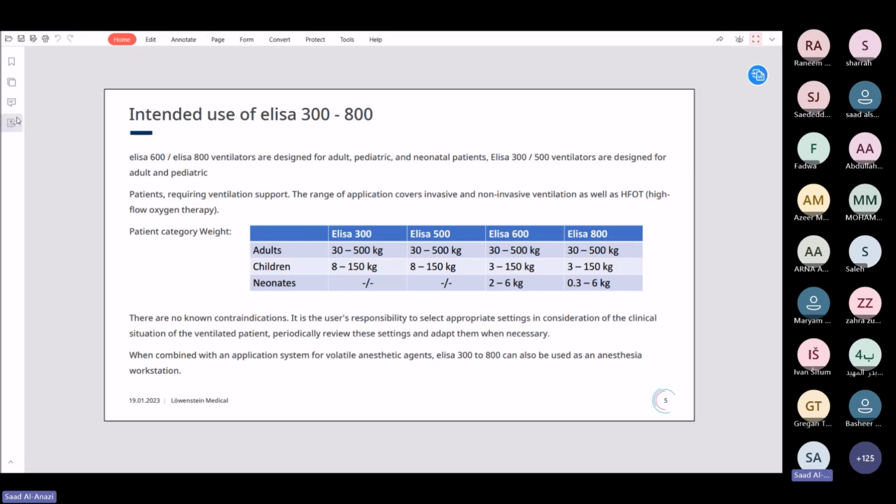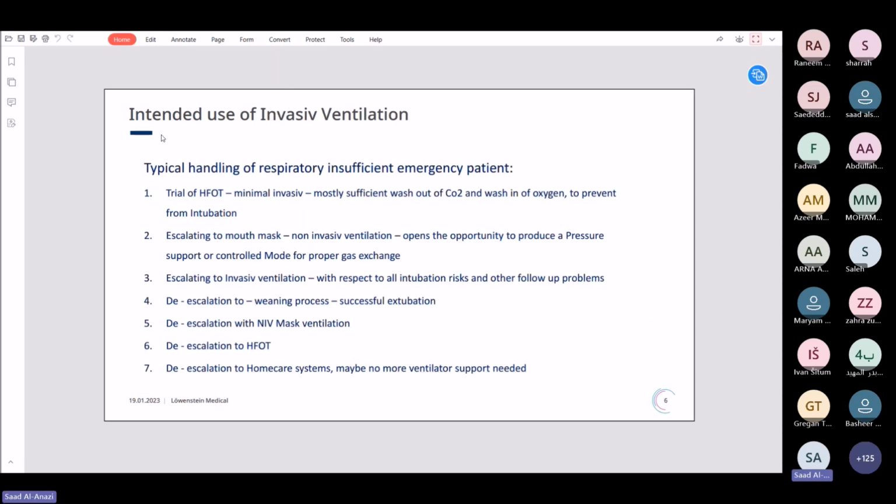Plus, respiratory support can be provided by ELISA 800, which is non-invasive, invasive, high flow, helmet therapy. Also, if the patient is endotracheal or tracheostomy patients. So, as you see, the intended use of the invasive ventilation.